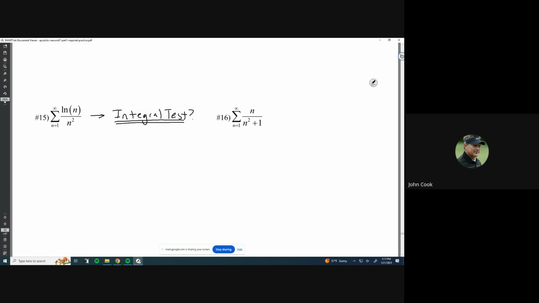16, n over n squared. Let's see, I've got an n and an n squared. I'd compare it to this series because that plus 1 really doesn't matter. So I'd compare this to, let's see, n over n squared turns into 1 over n. So this would be a p-series. So I'd use limit comparison test on this one and then p-series.